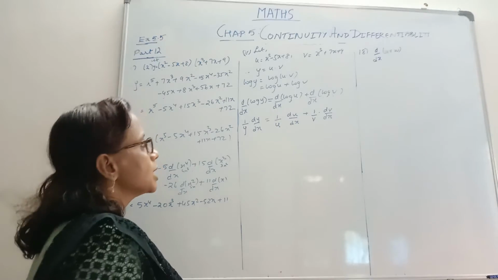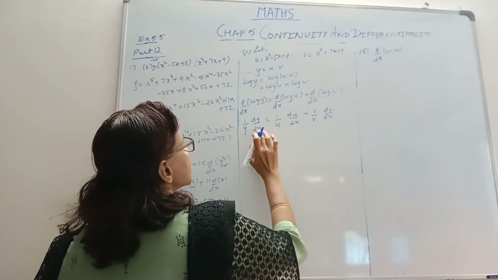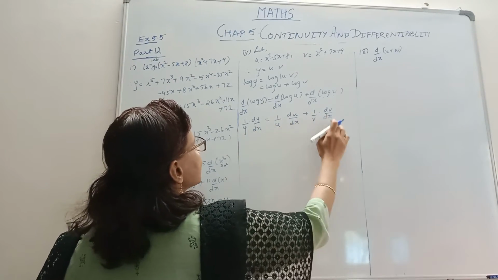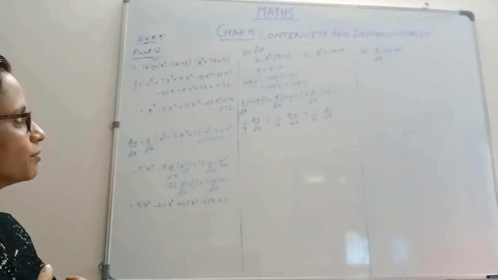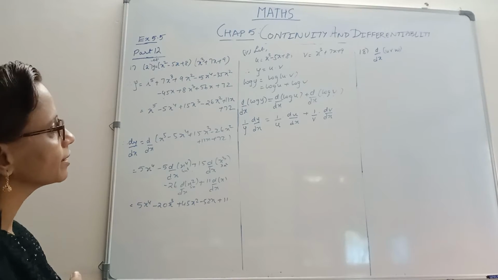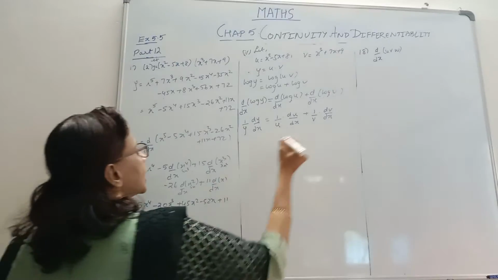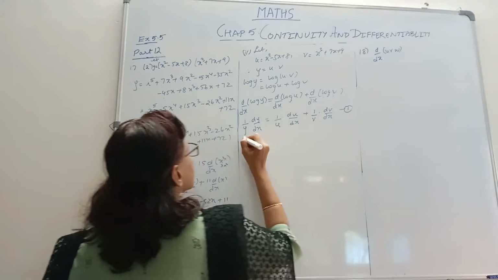Now all this is there with us. Only this du by dx and dv by dx, we have to get. We can easily get that. In fact, I should have done it there. I don't know why we missed doing it there. Okay. Let's call this as 1 so that we can get back.